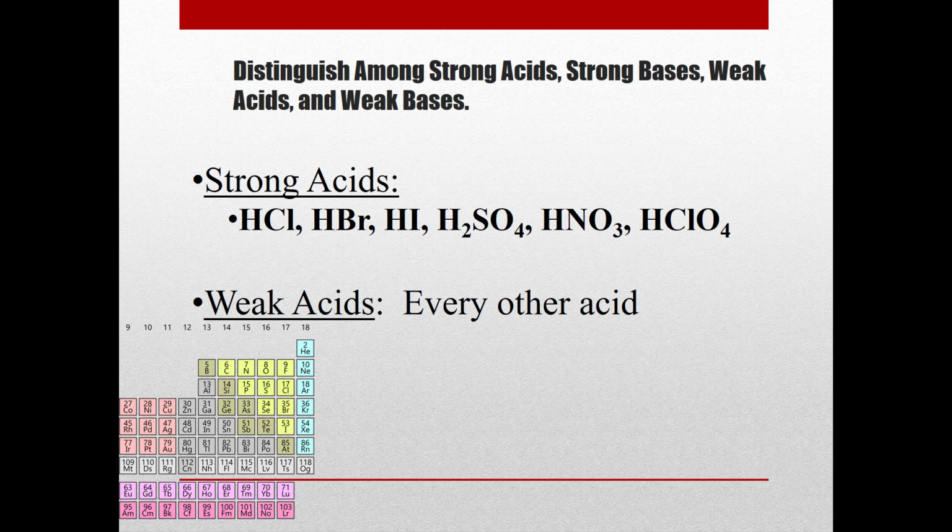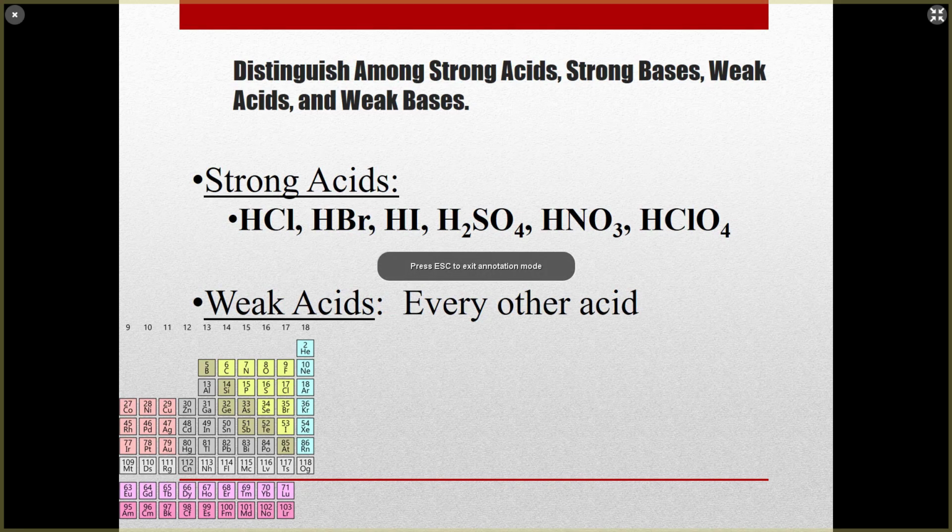In this goal, you need to distinguish between a strong acid and a weak acid, and a strong base and a weak base. So first of all, our strong acids. There are hundreds of weak acids and only 6 strong acids. So it's easier just to memorize the 6 strong acids, and then if it's not one of those, then you know it's a weak acid. And the weak acids, again, there's many of them, but your strong acids, there's only 6.